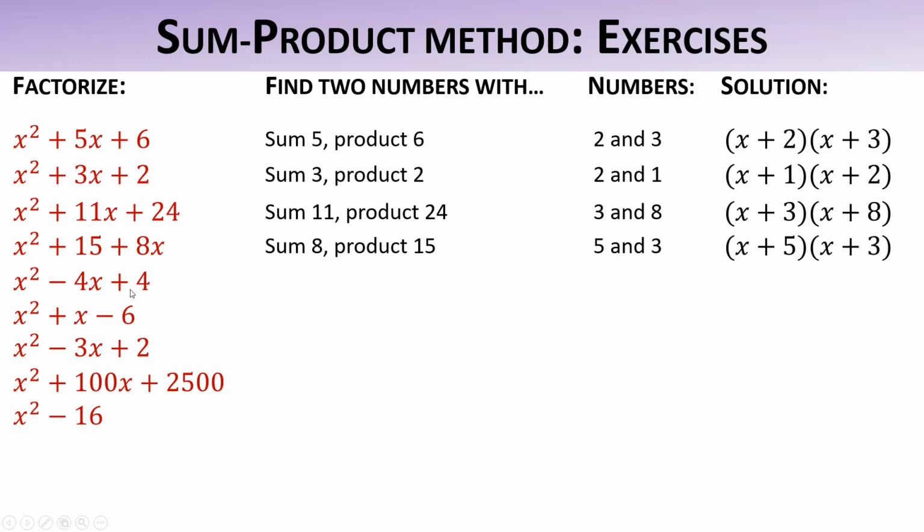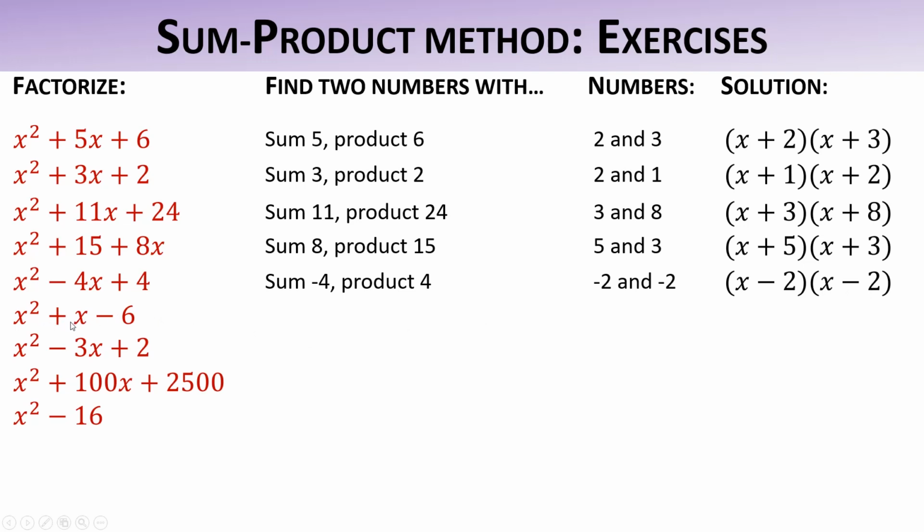Here we're going to look for two numbers with sum minus 4 and product 4. So that's going to be two negative numbers, and what works is minus 2 and minus 2, because minus 2 plus minus 2 is minus 4, and minus 2 times minus 2 is 4. So these are my two numbers. So this is the solution, x minus 2 times x minus 2.